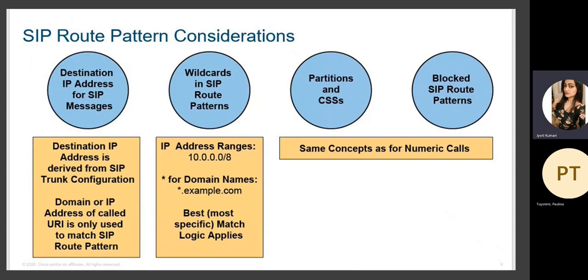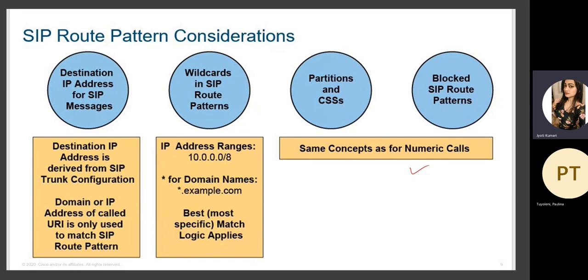SIP route pattern considerations. When you configure SIP route patterns, the destination IP address is used for SIP messages. Wildcards in SIP route patterns can be used. Partitions in CSS block SIP route patterns, which is the same concept as the numeric calls. So even in the case of URI, the same concept is used. We can use partitions in CSS. For calling privileges, we can block SIP route patterns using, let's say, time schedules or class of restrictions and so on.